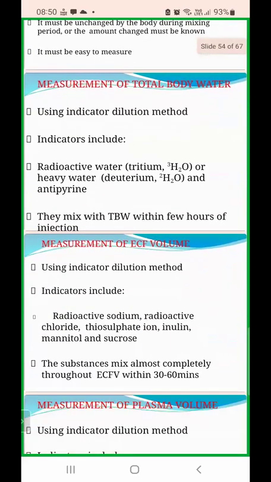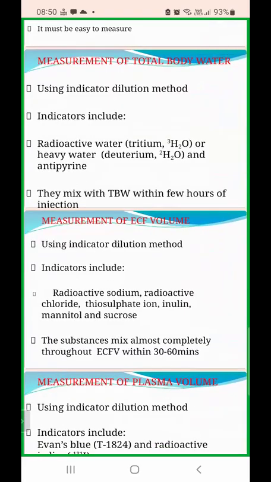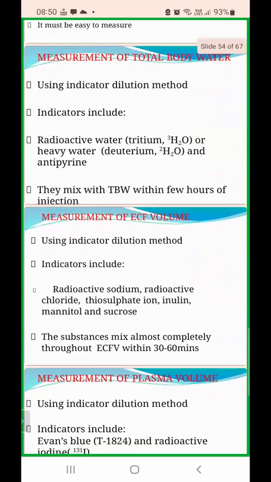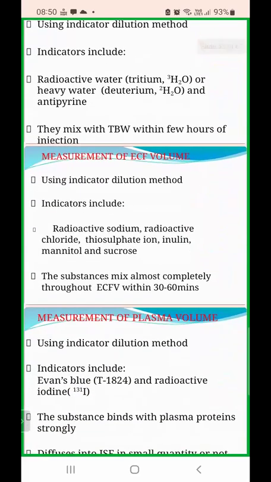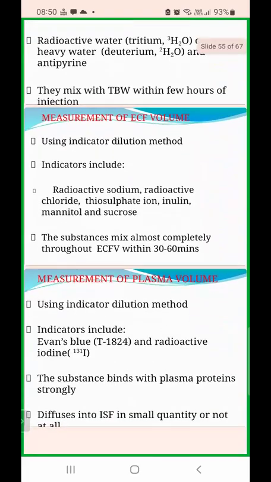Now, measurement of ECF volume using the indicator dilution method. Indicators include radioactive sodium, radioactive chloride, thiosulfate ion, inulin, mannitol, and sucrose. The substance mixes almost completely throughout the ECF volume within 30 to 60 minutes.